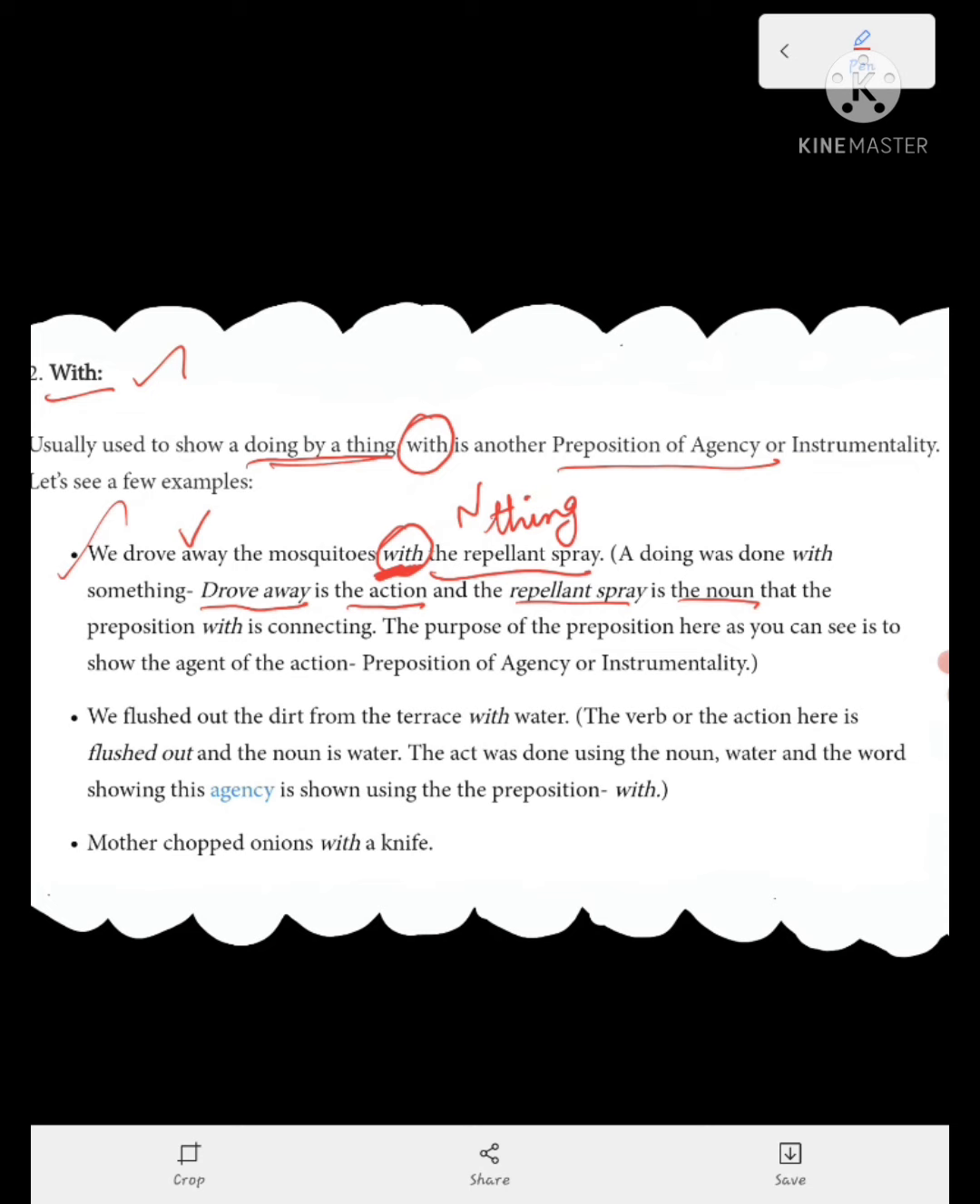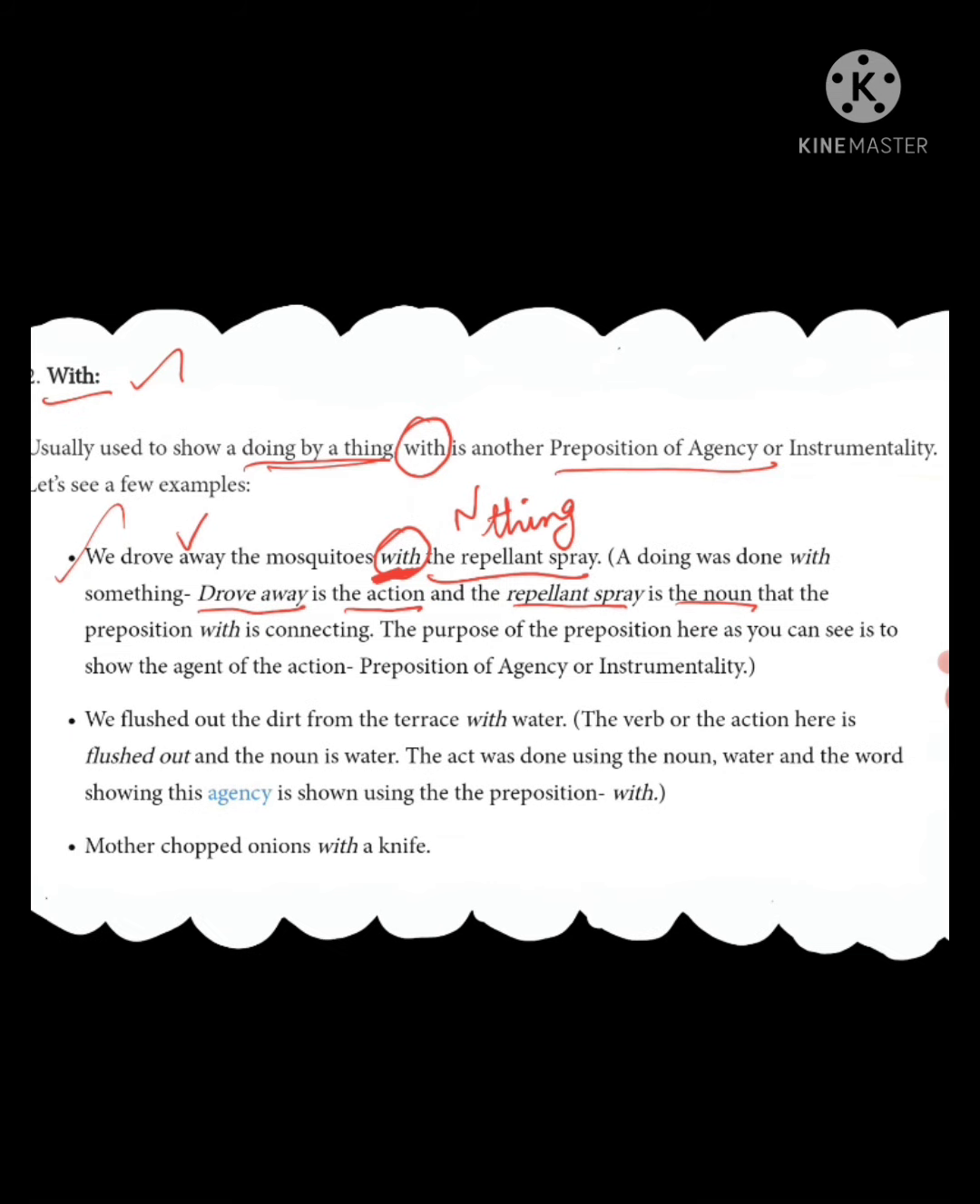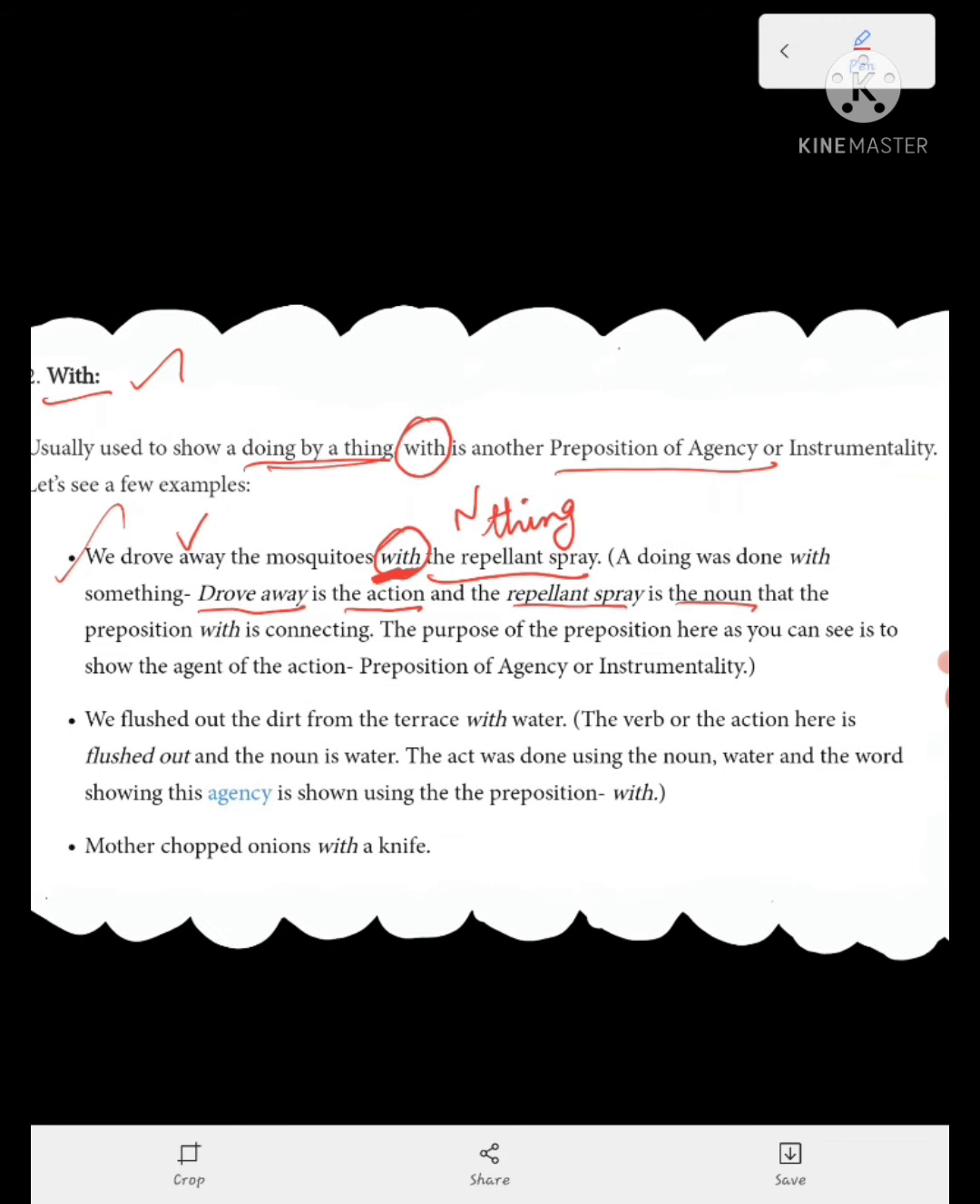So the preposition with is connecting a verb and a noun. We are connecting them with the preposition with, or a connector, or what do we say, preposition of agency. Is it okay? The purpose of the preposition here, as you can see, is to show the agent of action. It's instrument. So instrument means something, things.